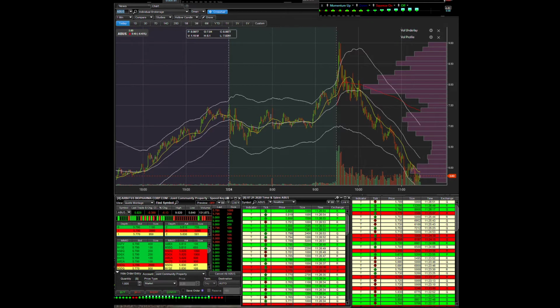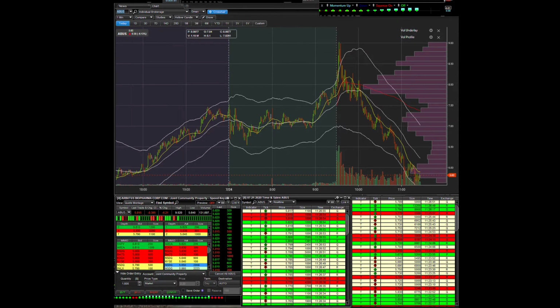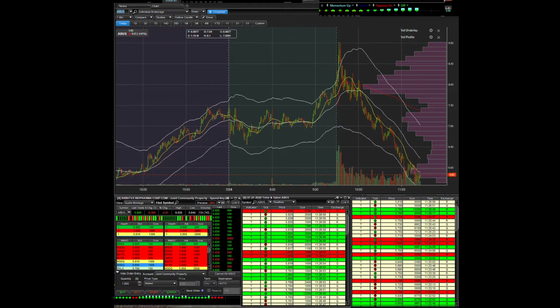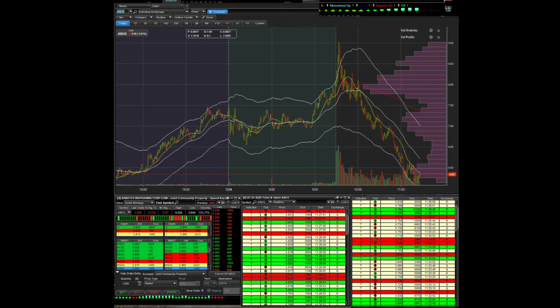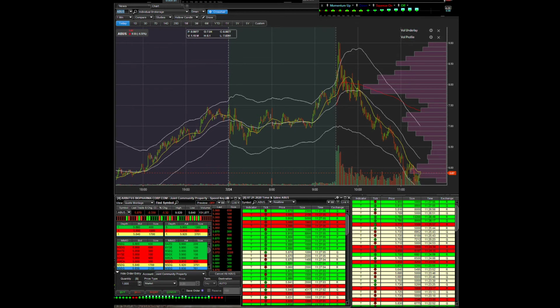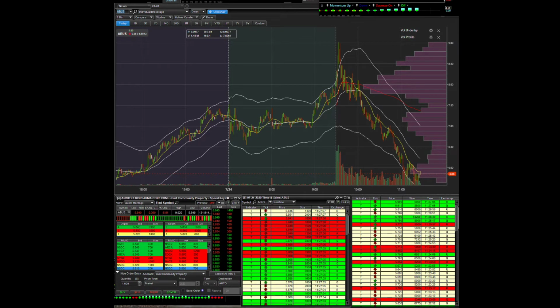Vandana asked, Donald, do you use this only for small caps or penny stocks, or do you use it for large caps too? No, I use it for large caps as well.